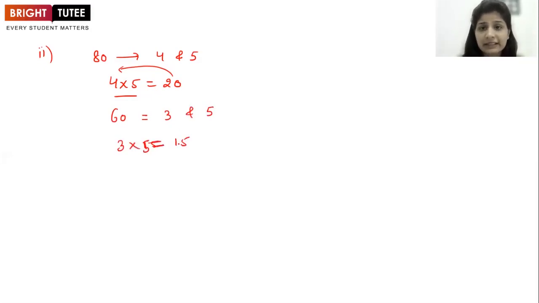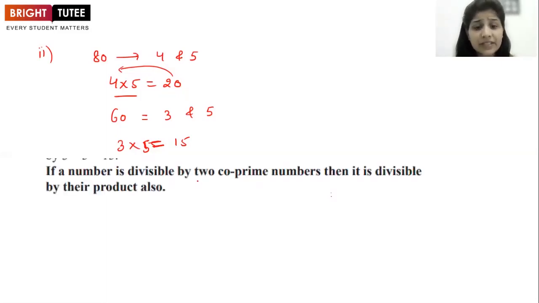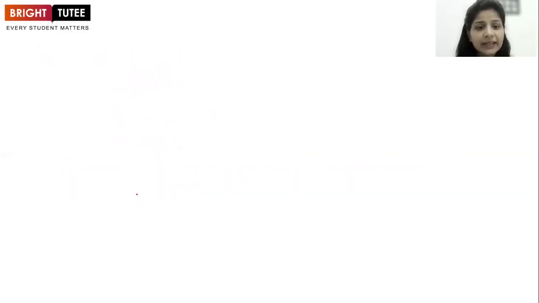So what is the result that we can say, that if a number is divisible by two co-prime numbers, like 4 and 5, it will also be divisible by the product of them. So the result is here. If a number is divisible by two co-prime numbers, then it is divisible by their product also. Clear?